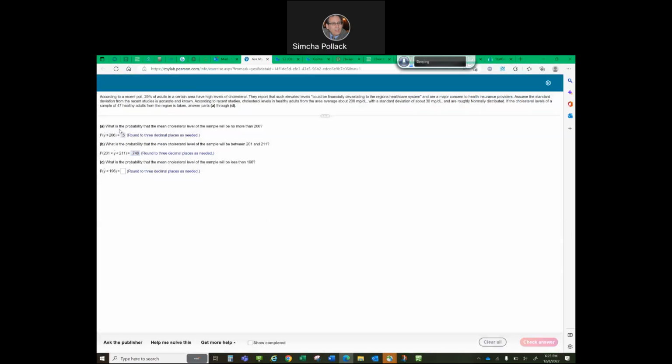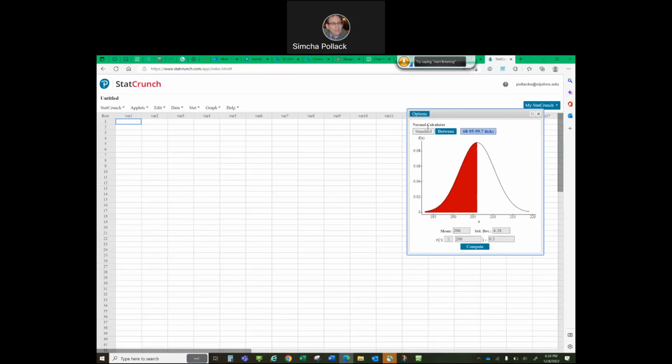And we're on a roll. How many are lower than 196? Well, that has to be a small number, since it's way below 206. Get it exactly by going back to standard, and we're lower than 196. Now we say compute, and the answer is 0.011.